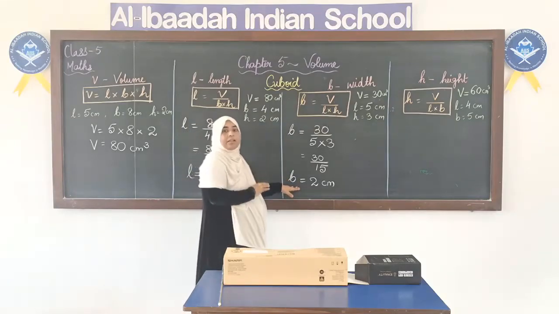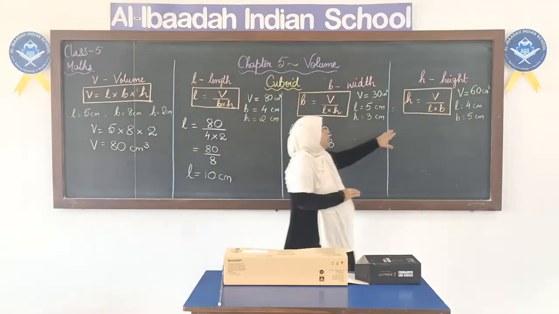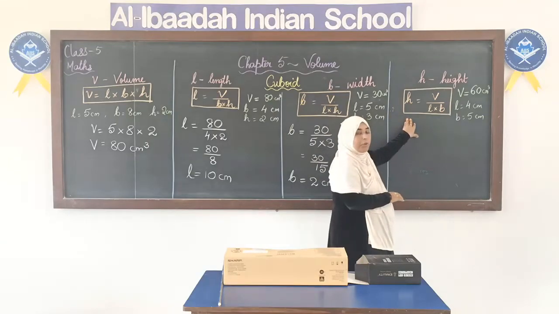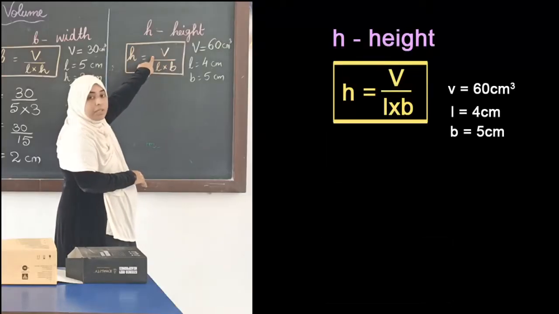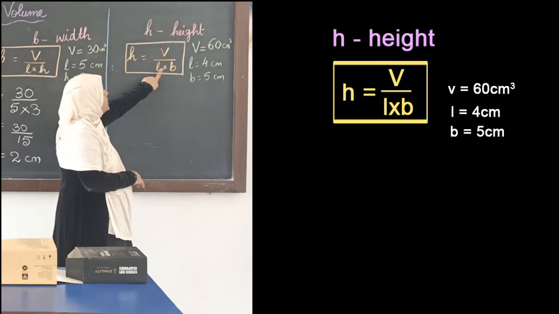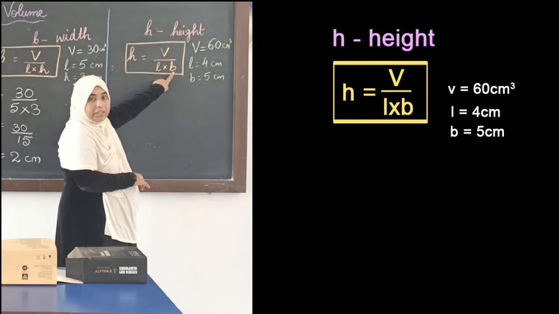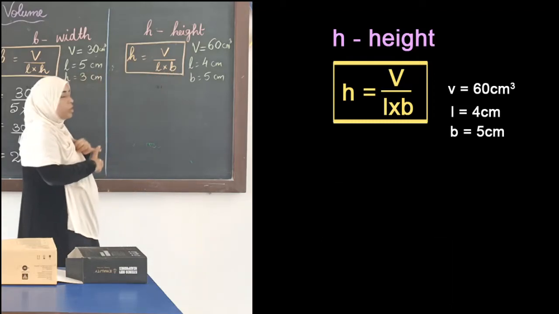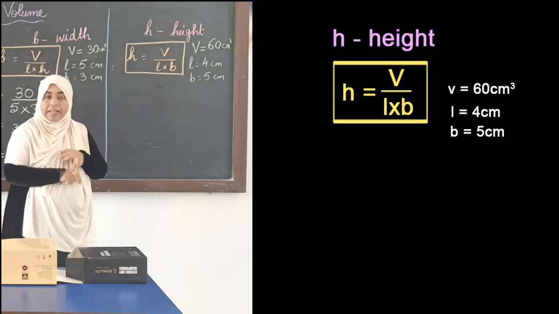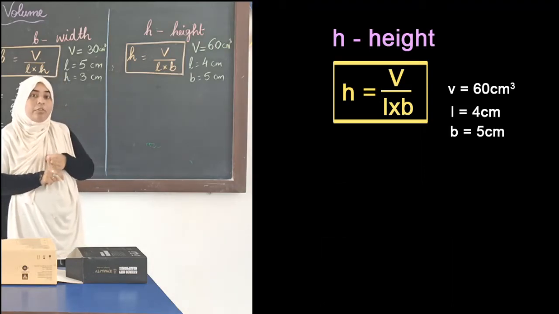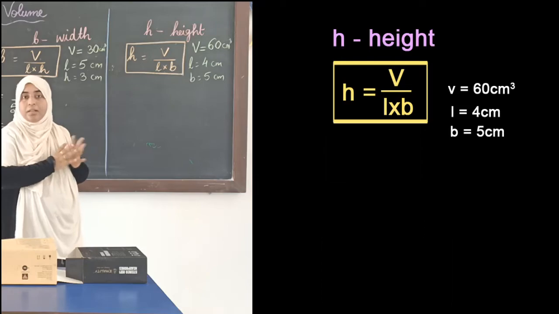If we know the values of these three things, we can calculate the width. Same way we will calculate the height. Now to calculate height, the formula is volume divided by length into width. Now we should know the volume, the value of length and the value of width to calculate height.